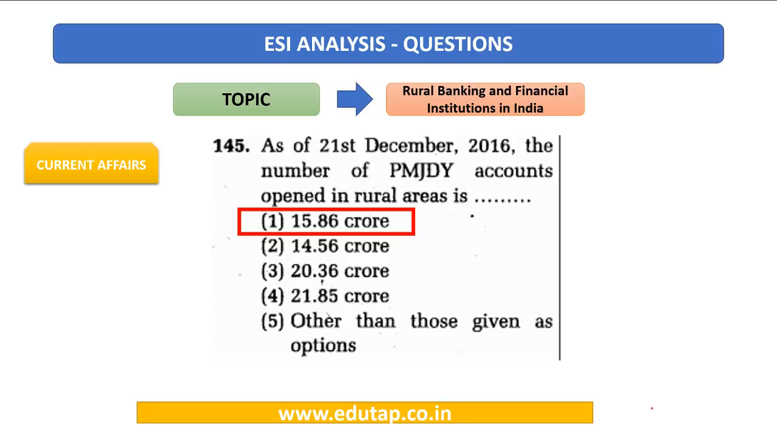And the next question is, as of 21st September 2016, the number of PMJDY, Pradhan Mantri Jan Dhan Yojana accounts opened in rural areas is how much? It is 15.86 crore. Obviously, the data has become obsolete now. So, at that point of time, this particular scheme was in news, and that's why it is important for us to keep a tab on all the important developments that were taking place. And this particular question can be mapped to the rural banking and financial institutions in India. Now, this comes under the broader topic of current affairs.